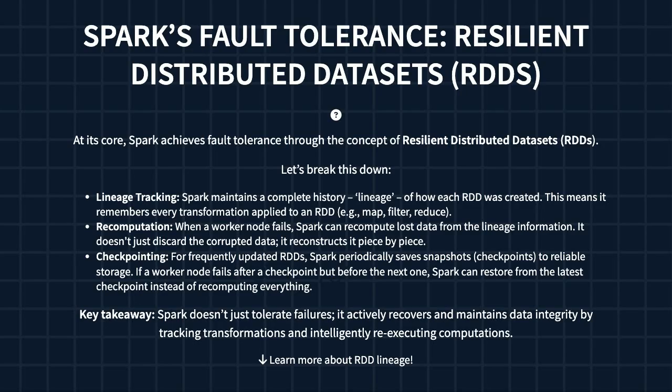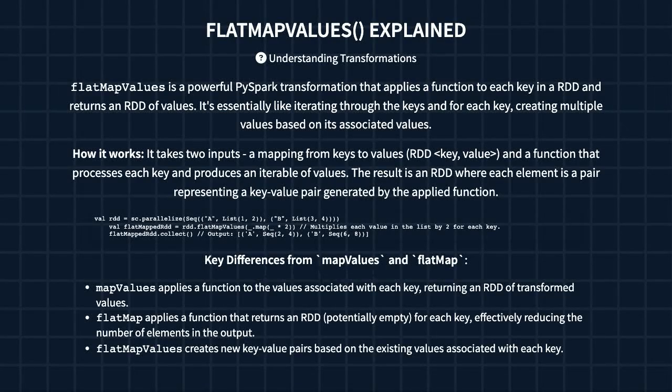And for frequently updated data, Spark takes regular snapshots called checkpoints, so if a failure happens between those checkpoints, it doesn't have to recompute everything, it just restores from the last good checkpoint. It's pretty clever, right? Let's dive into flat map values.